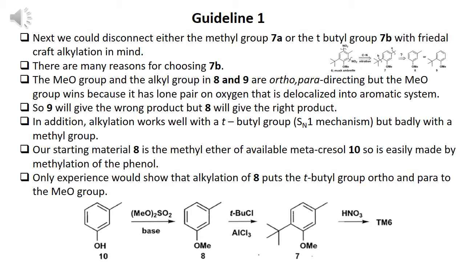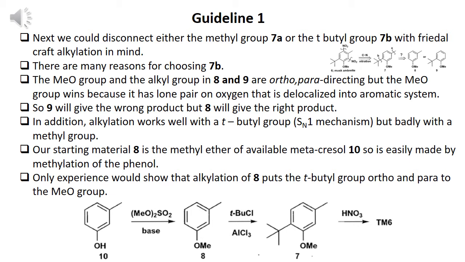This is not disconnection, basically this is synthesis. So now it is going on synthesis. We are going forward from synthon 10 to 8, then 8 to 7, and then 7 to the target molecule. Our starting material 8 is the methyl ether of available metacresol. Looking at structure 10, there is a metacresol, then base acts on the metacresol, and methylation of this phenol is done. So methyl is added over there, and 8 is formed.